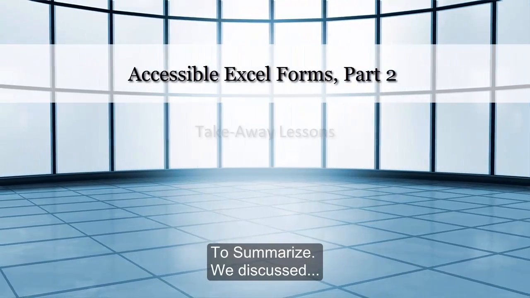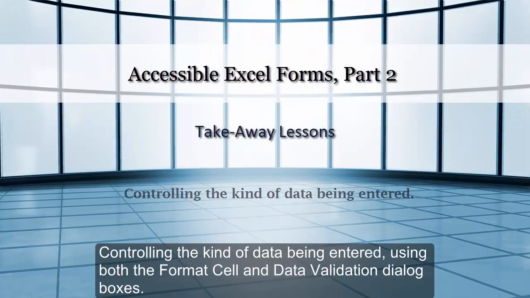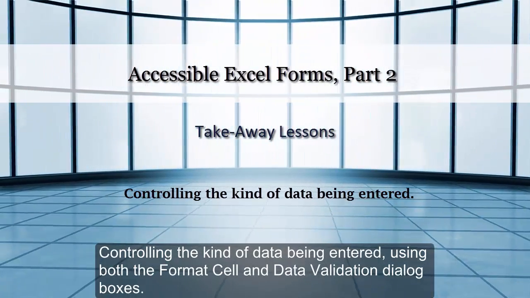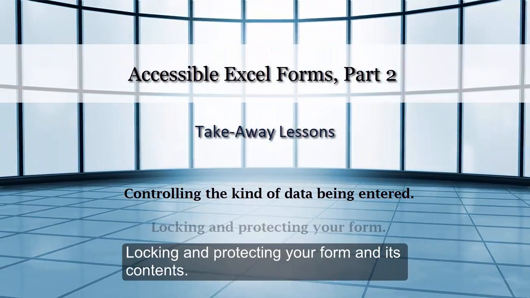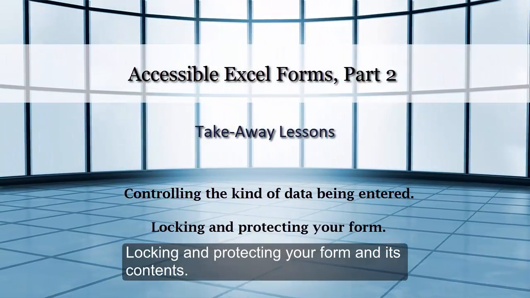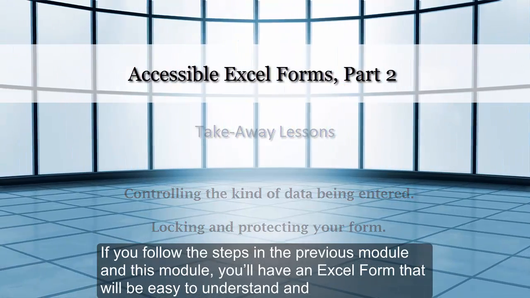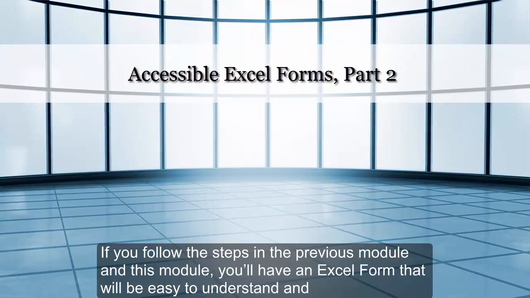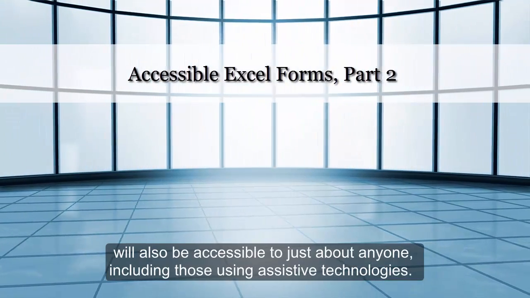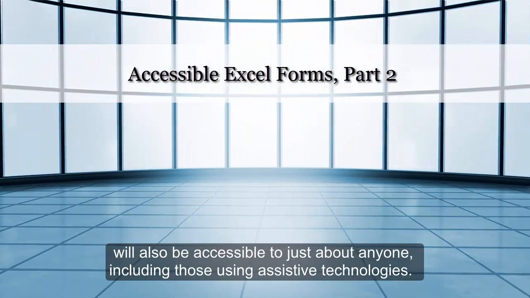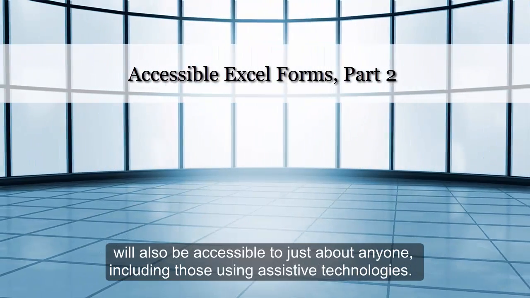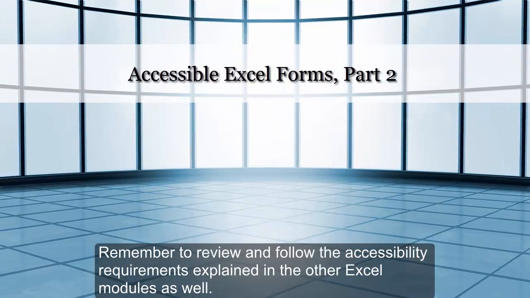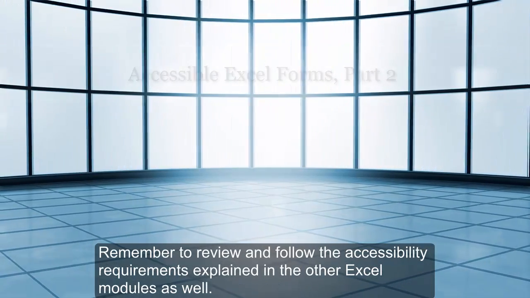To summarize, we discussed controlling the kind of data being entered using both the Format Cells and Data Validation dialog boxes, and locking and protecting your form and its contents. If you follow the steps in the previous module and this module, you'll have an Excel form that will be easy to understand and will also be accessible to just about anyone, including those using assistive technologies. Remember to review and follow the accessibility requirements explained in the other Excel modules as well.